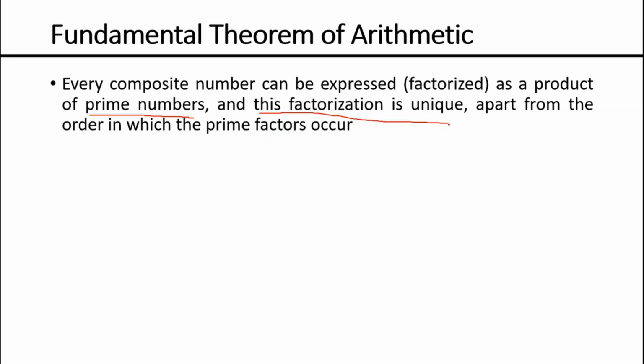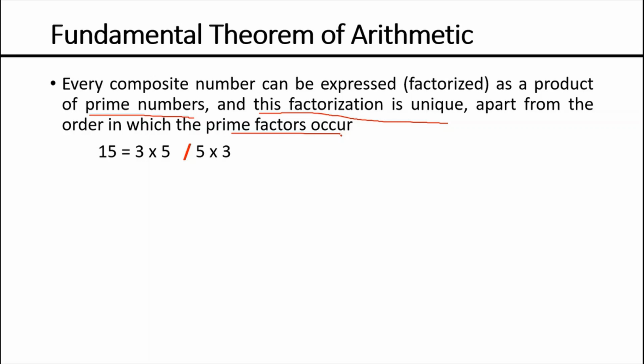If I take the example of a composite number 6, it can be factorized into prime numbers 2 and 3, and this factorization is going to remain unique. There is no other combination of prime factors which can result in a product of 6. The last part is that the order in which the prime factors occur is irrelevant.